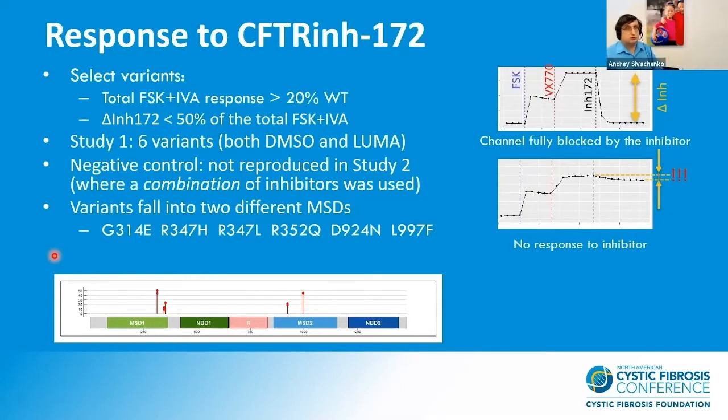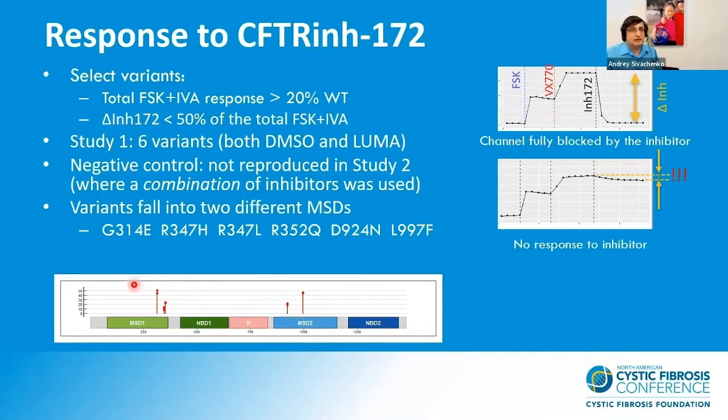So we choose all the variants untreated or pre-treated with corrector, where the total signal, residual function plus our Cftr on top, exceeds 20%. And out of those, we select the variants where the signal drop due to the inhibitor is less than 50% of that total. There are only a few variants, 6 at only 5 different residues, that are selected by this query. And on the protein sequence, they fall into both MSD domains.